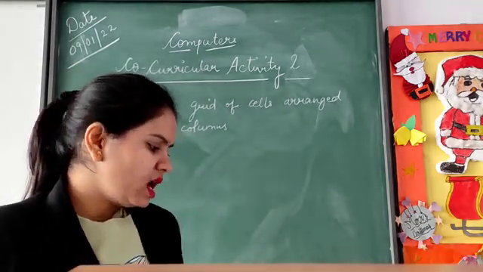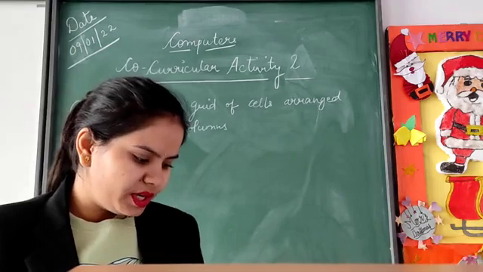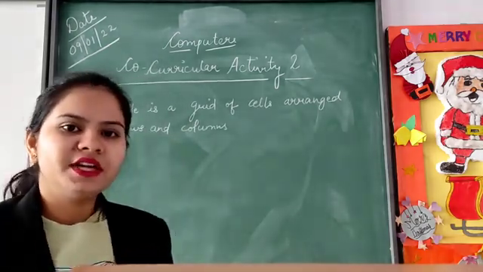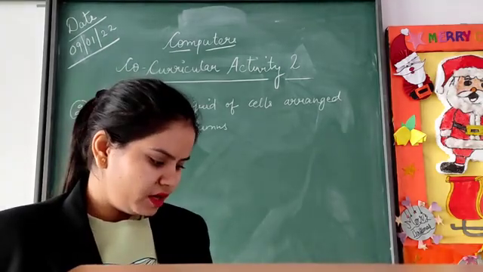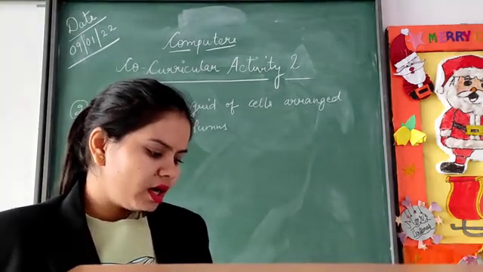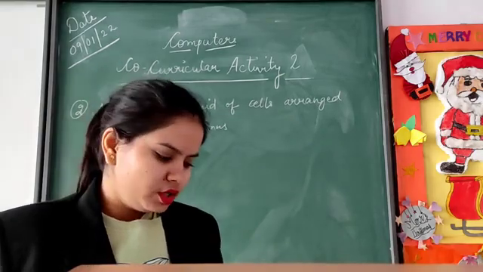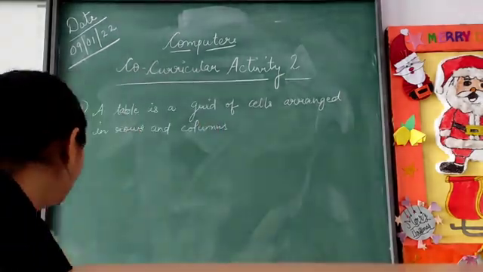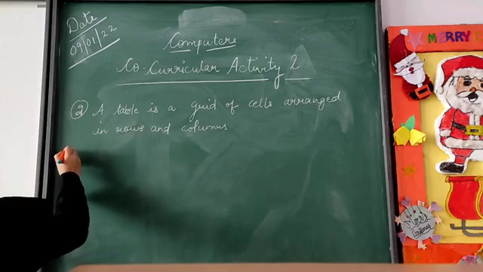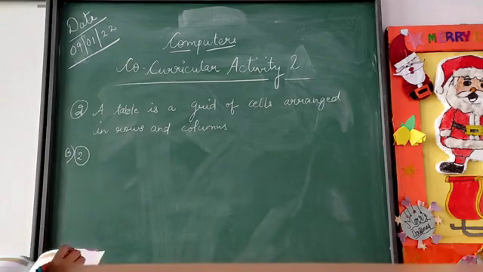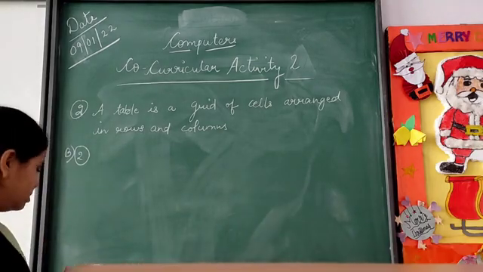Now B part is, answer the following questions in brief. First one is, define shapes. Already you have done in chapter number 5. Next is, what are the elements of a table? So now we are going to write down this question. B part, second answer. What are the elements of table?